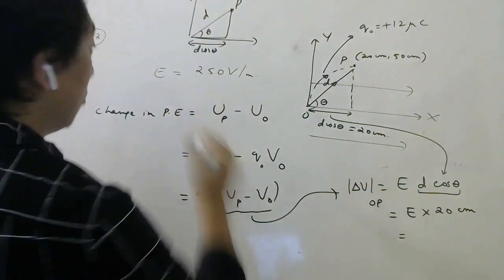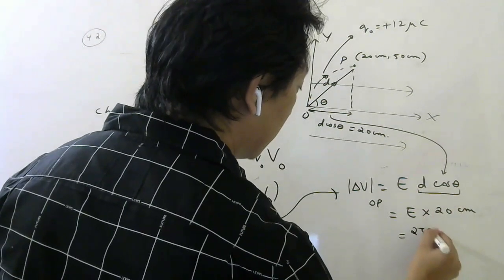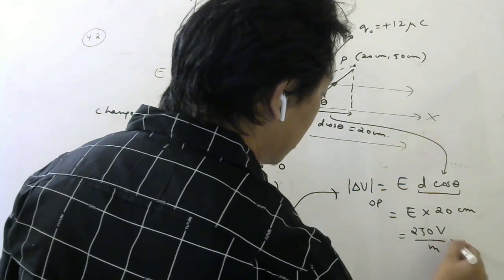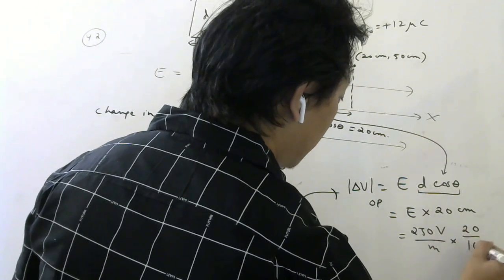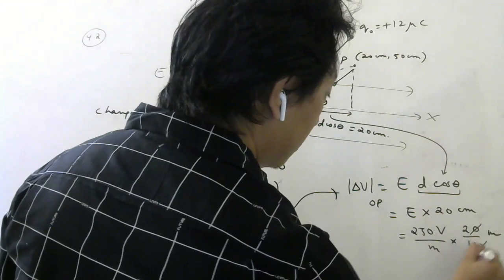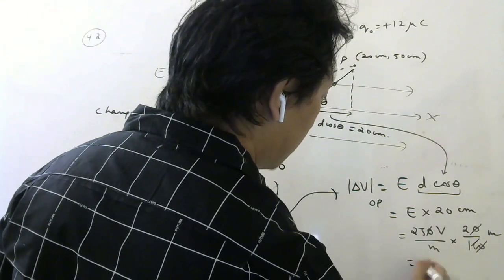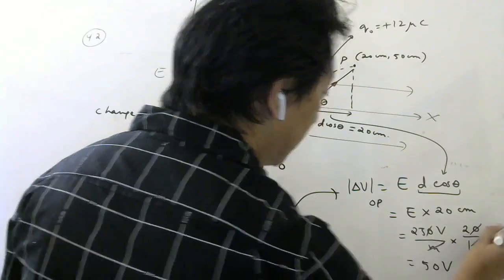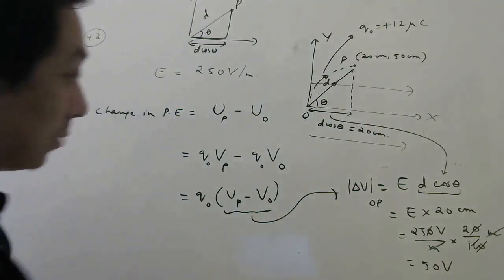E was given how much? 250 volt per meter. So this is 20 by 100 meter, if I convert into SI units. So the zeros cancel, zeros cancel. So it will be 50 volt. Meter, meter cancel. So 50 volt is the potential difference.